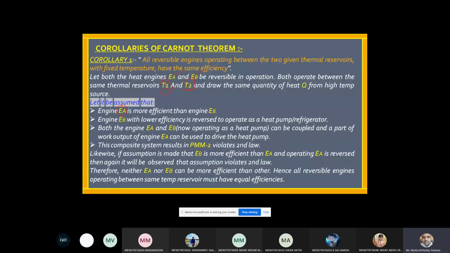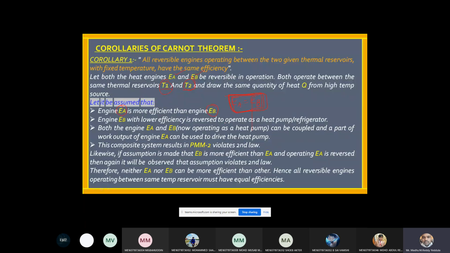We are assuming EA is more efficient than EB, right? So we are going to show this is false, so that we can say that the efficiency of EA is equal to the efficiency of EB. So now we are going to prove this one. These two engines should have the same efficiency. That thing we are going to prove. So in order to do this, I am assuming that EA is more efficient than EB. That is our assumption only, right?